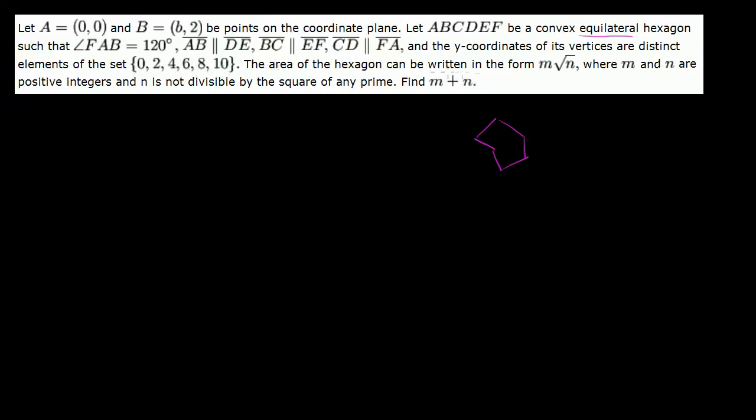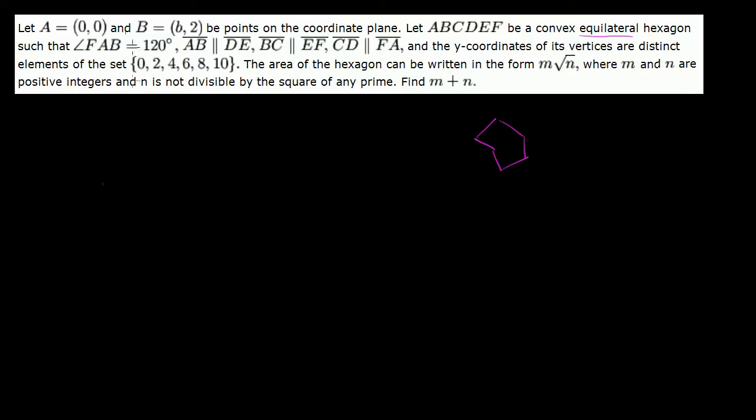The area of the hexagon can be written in the form m square root of n, where m and n are positive integers, and n is not divisible by the square of any prime. That's just a fancy way of saying that we've simplified this radical as much as possible. Find m plus n. So really, the first part, let's just make sure we can visualize this hexagon.